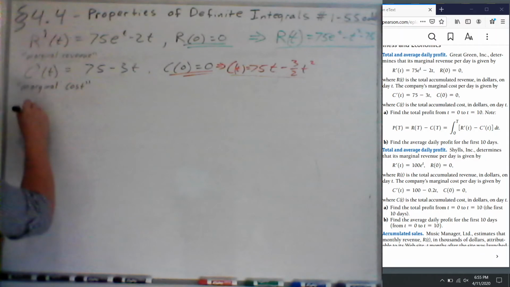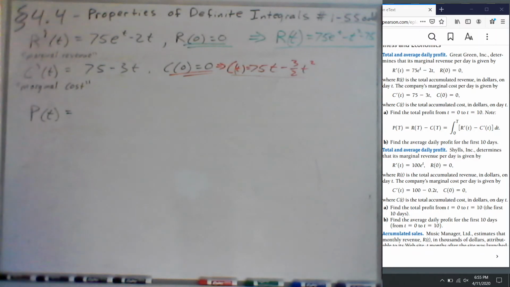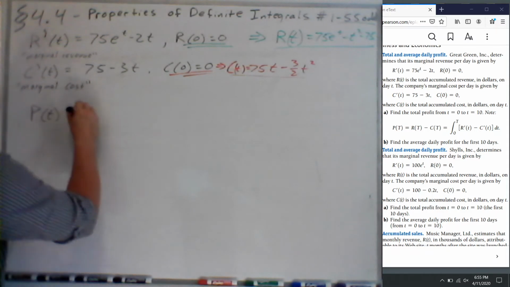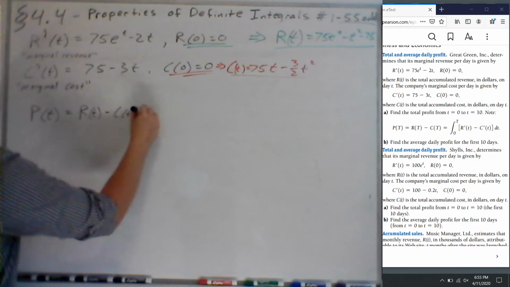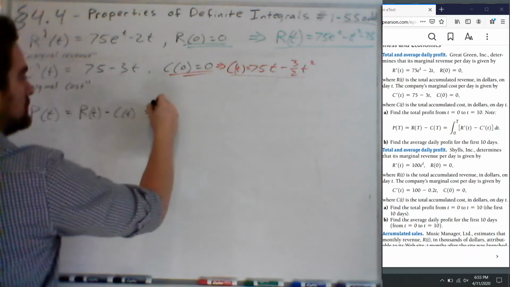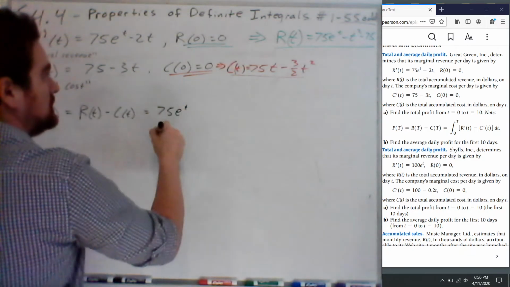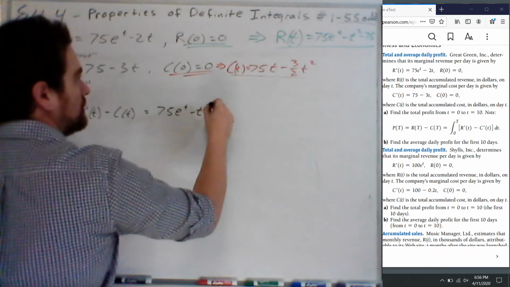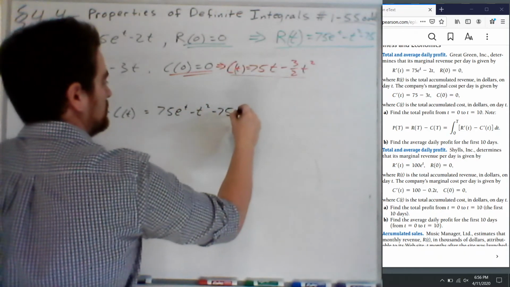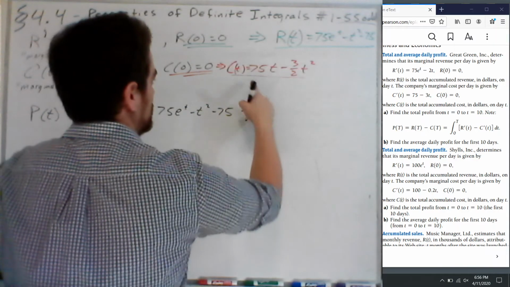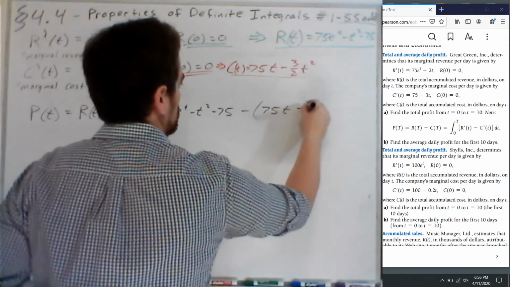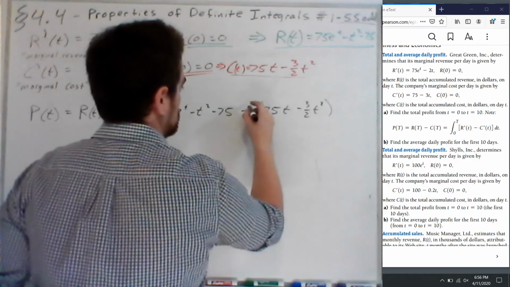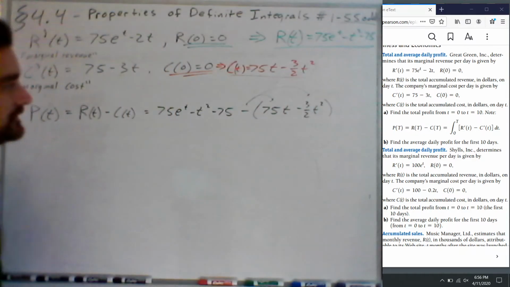So now we want profit, P of t. Well, profit is just the revenue minus the cost, which is 75 e to the t minus t squared minus 75. That's our revenue. And then we subtract the cost. Make sure you subtract all of it, which means this negative sign is going to have to change stuff.